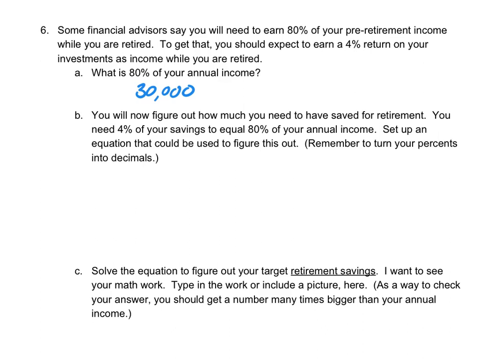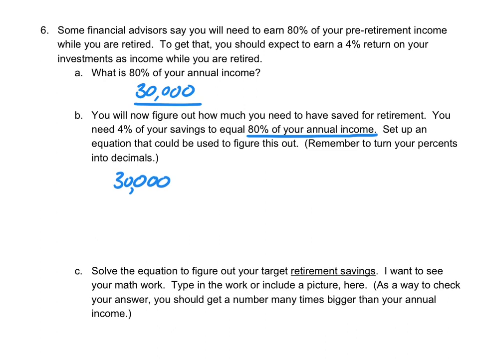All right, so that's what question B is all about here. We're going to figure out how much we need to have saved for retirement. That means we need 4% of our savings to equal 80% of the annual income. Now, we already know what 80% of the annual income is. That is what we did up here in part A. So you're going to take that number, and we need it equal to that.